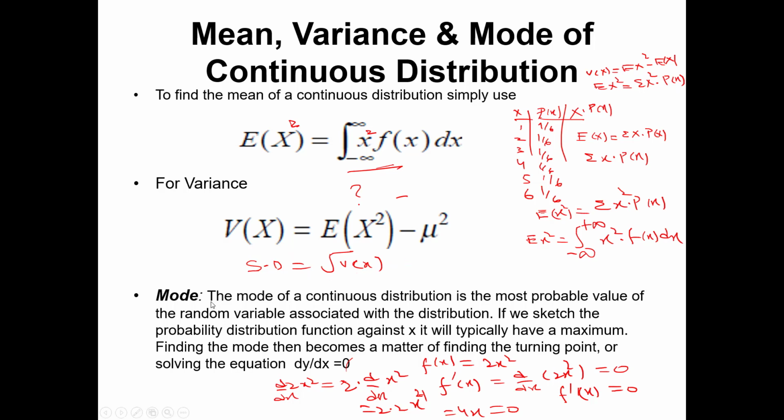Mode: normally we define the mode as the most frequent observation. When a number appears again and again in an experiment, that is the mode, the most frequent observation. So how will we calculate the mode of a continuous probability distribution? The mode of a continuous distribution is the most probable value of the random variable associated with the distribution. If we plot the probability distribution function, it will typically have a maximum.